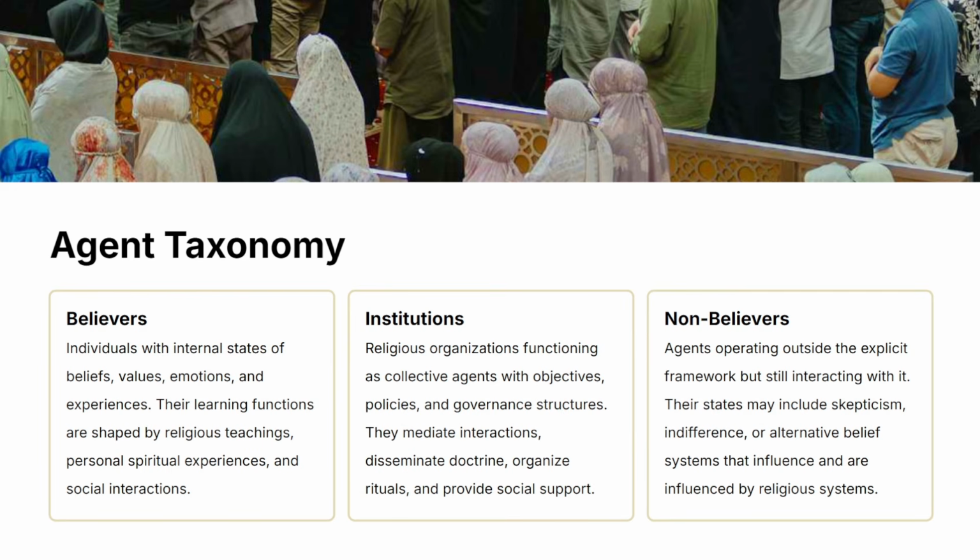Then we have the non-believers. These are agents who may be indifferent, skeptical, or part of alternative worldviews. Even though they exist outside the religious framework, they still engage with it through cultural influence, political interaction, or philosophical contrast. Importantly, they can influence and be influenced by the system, making them vital to the adaptive dynamics. This taxonomy can help us map the flow of beliefs, norms, and behaviors across a social landscape, not just within a closed system, but in the broader social context.